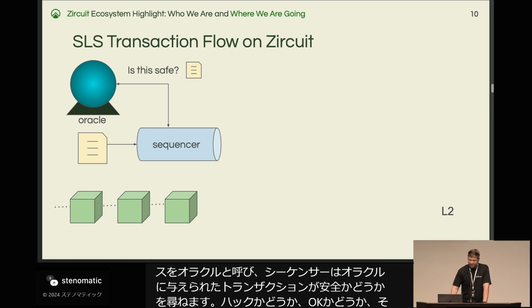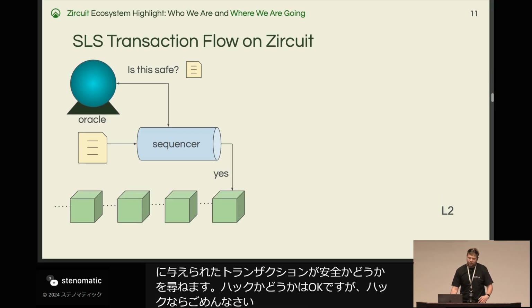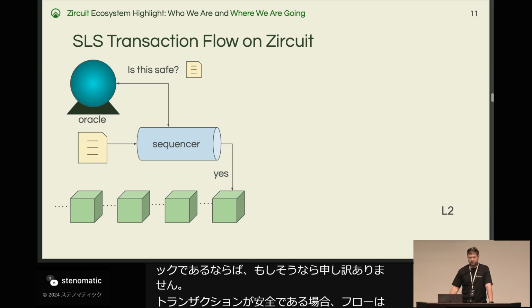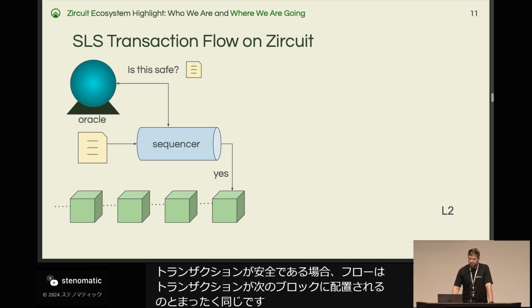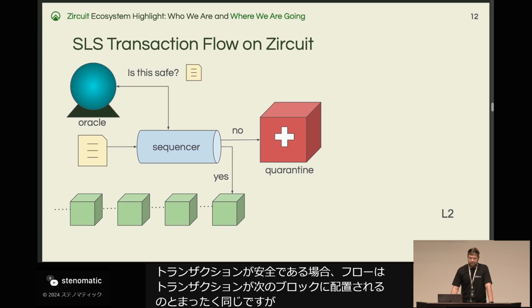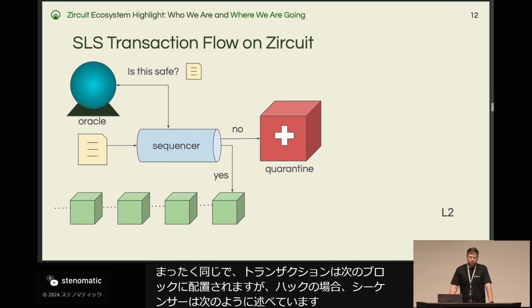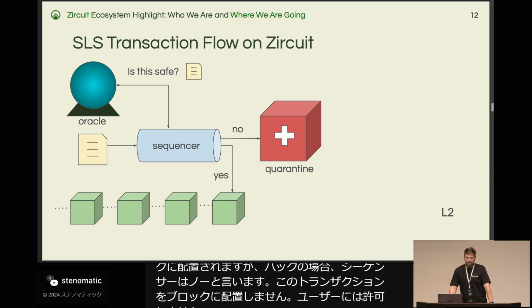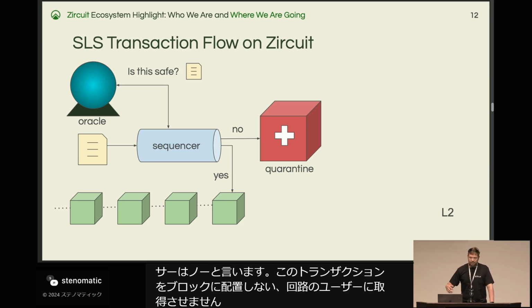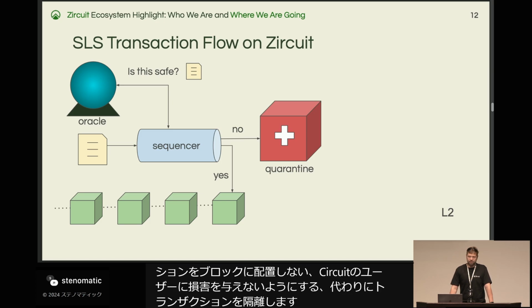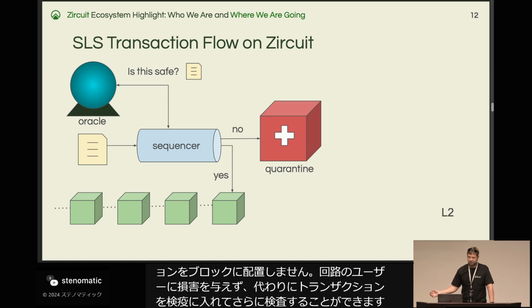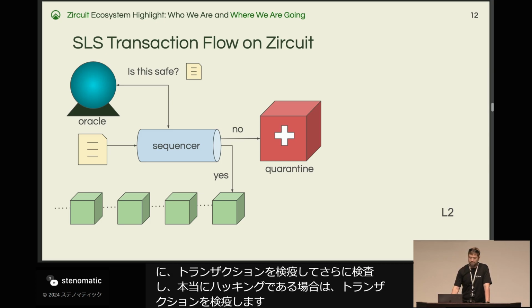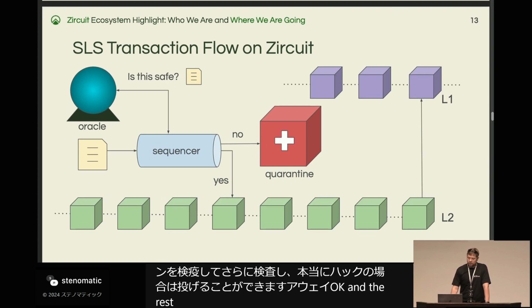And if the transaction is safe, then the flow is exactly the same. That transaction gets placed into the next block. But if it is a hack, then the sequencer says no, we will not place this transaction into a block. We will not let the users of Zircuit get the damage. And instead, we place the transaction into quarantine, where it can be further inspected. And if it truly is a hack, it can just be thrown away. Okay? And the rest of the flow is pretty similar.